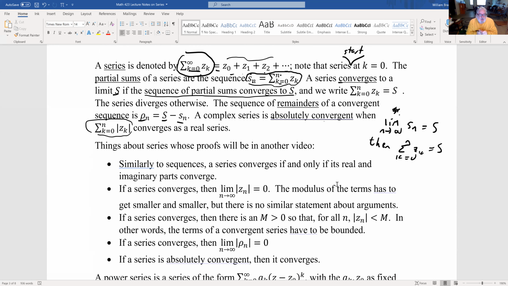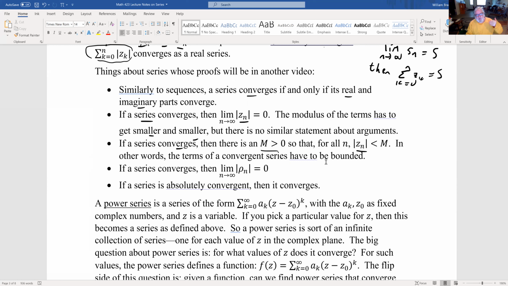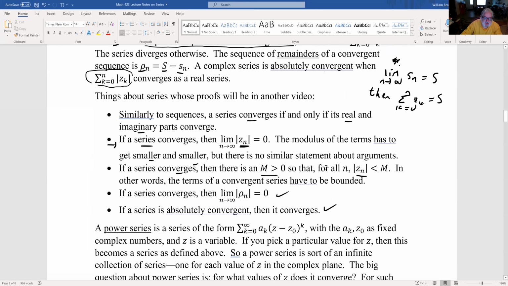A series converging does not necessarily mean that the arguments converge. If a series converges, then the limit of the terms has to equal 0. They have to get smaller and smaller, but there's no similar statement about arguments. If a series converges, then the terms are bounded. All the terms are bounded, right? And that comes from this statement: if these go to 0, then you can pick the biggest one in the entire sequence, and that will be the maximum. If a series converges, its remainders go to 0, and if a series is absolutely convergent, then it converges. So that's kind of nice, that last one.